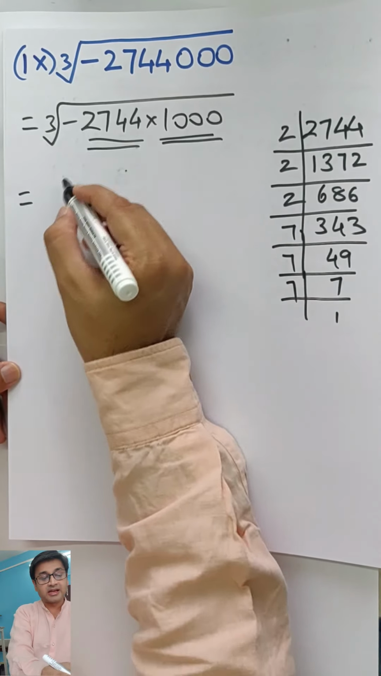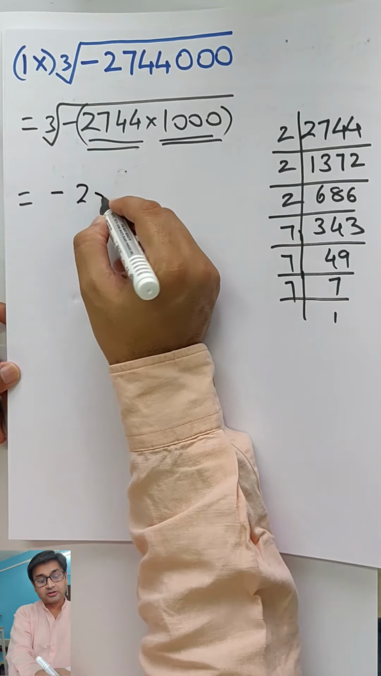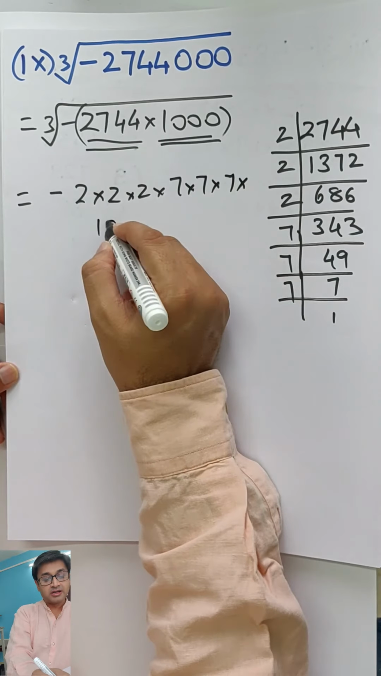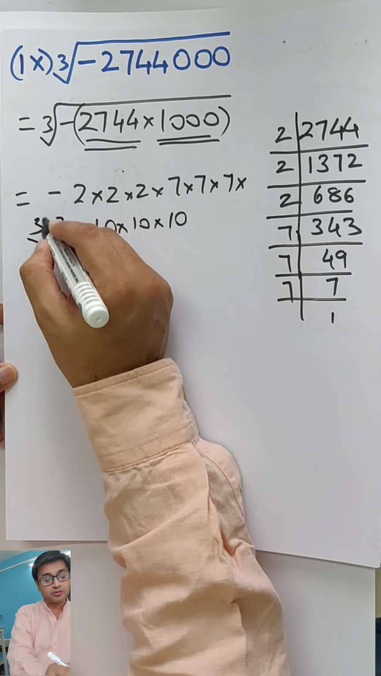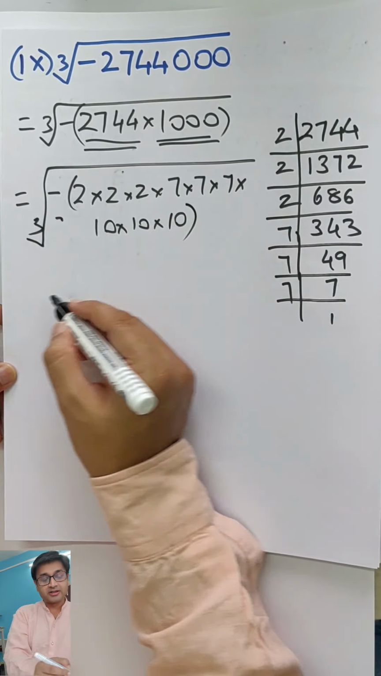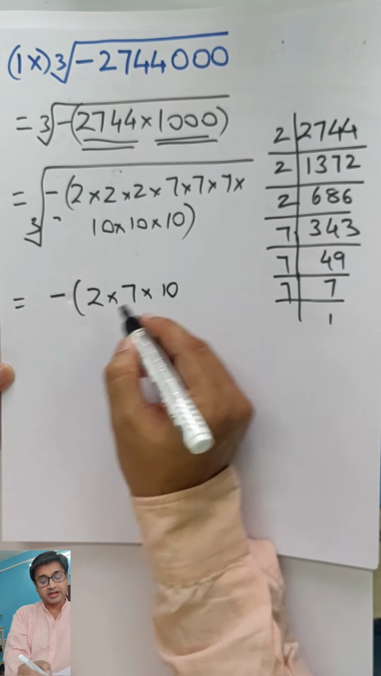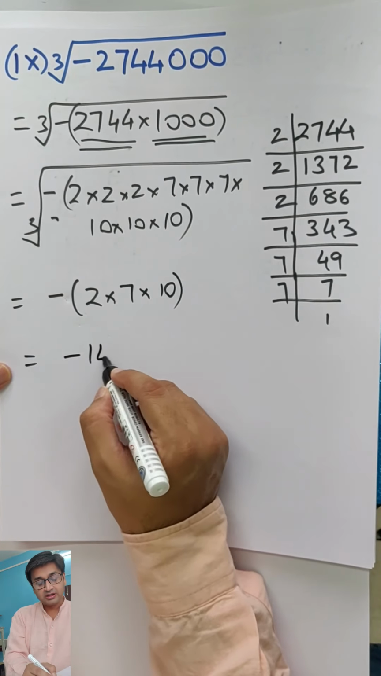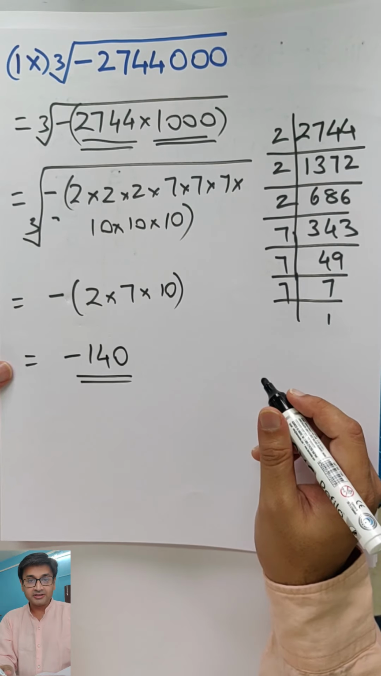Again keep the minus sign outside and put a bracket so that minus sign doesn't irritate you. So 2 into 2 into 2, 7 into 7 into 7, 10 into 10 into 10, that is for 1000, and a cube root. Put brackets to this. So I'll have minus, put a bracket, 2 into 7 into 10 outside this cube root thing now. So 7 2s are 14 and 1 0. So negative 140. How many tackled it?